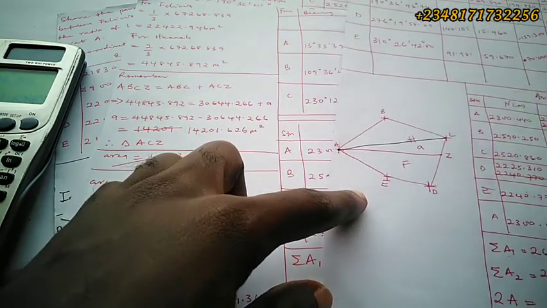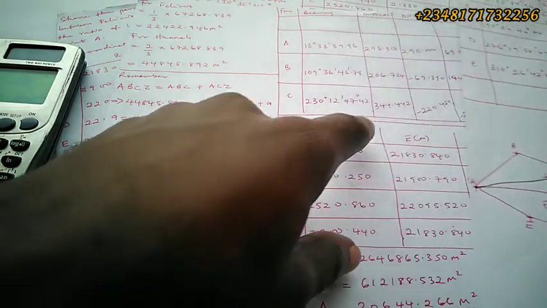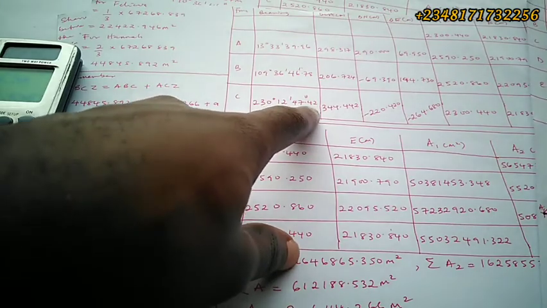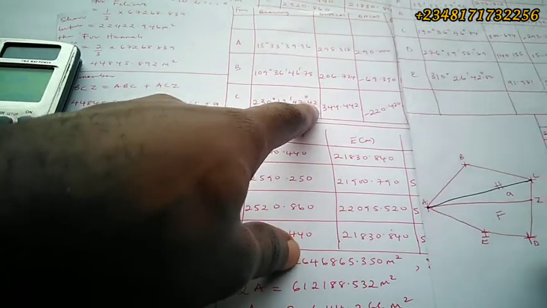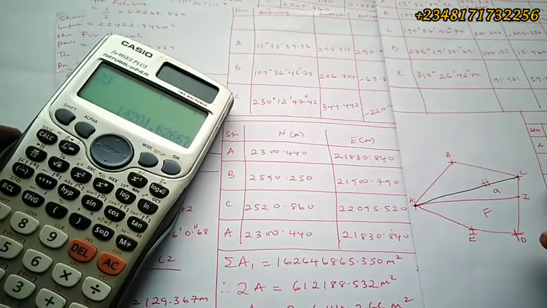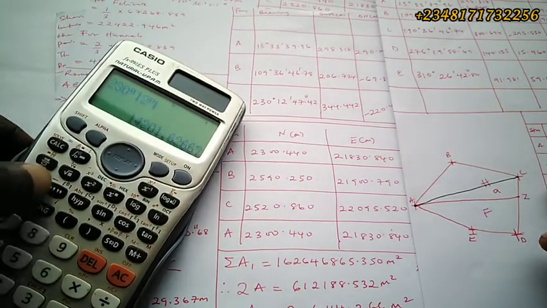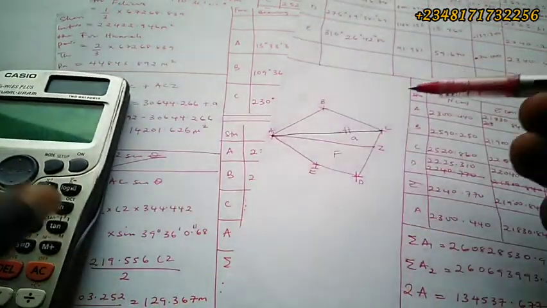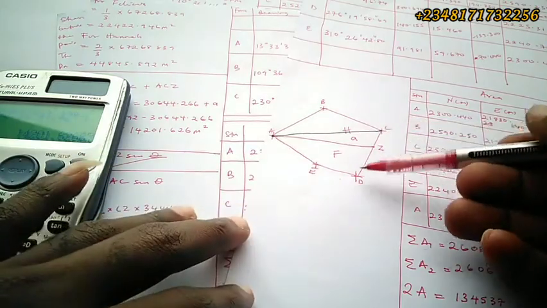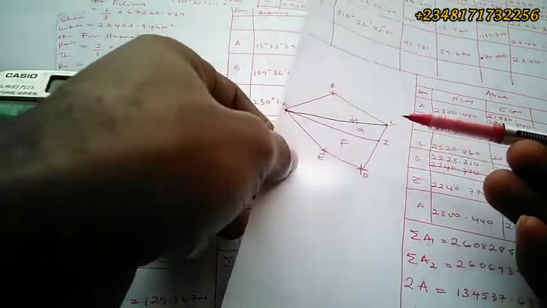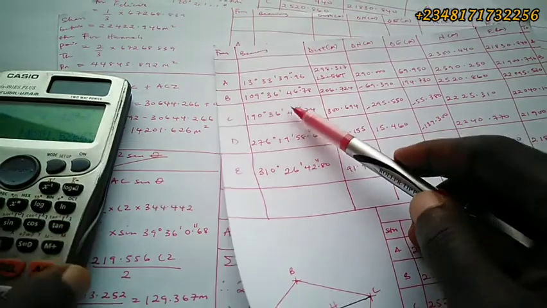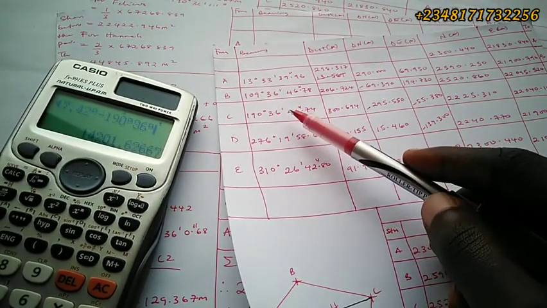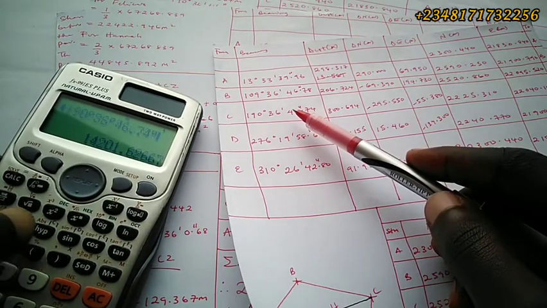We know bearing CA from this particular computation. We know that bearing CA is 230 degrees, 12 minutes, 47.42 seconds, minus the bearing of CD. The bearing of CD we got here from our first computation is 190 degrees, 36 minutes, 46.74 seconds. So you see that the difference is what?